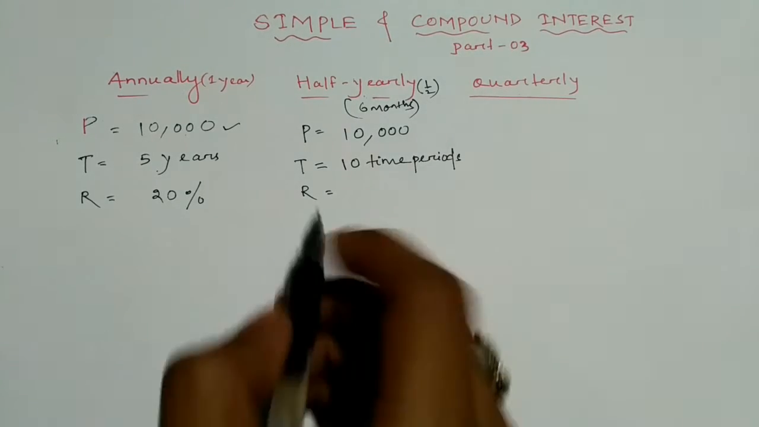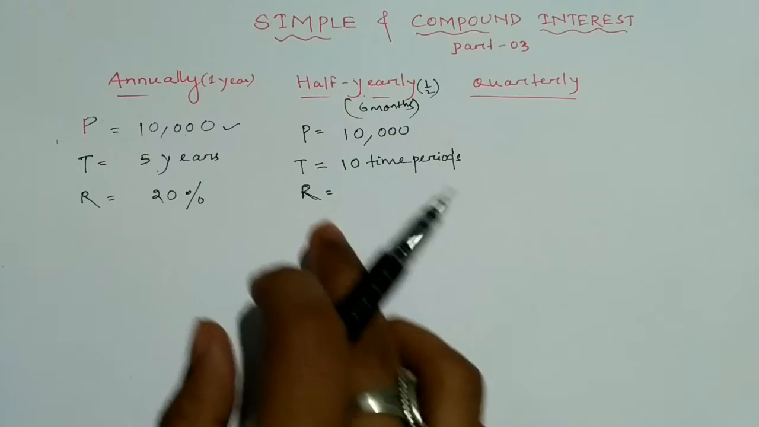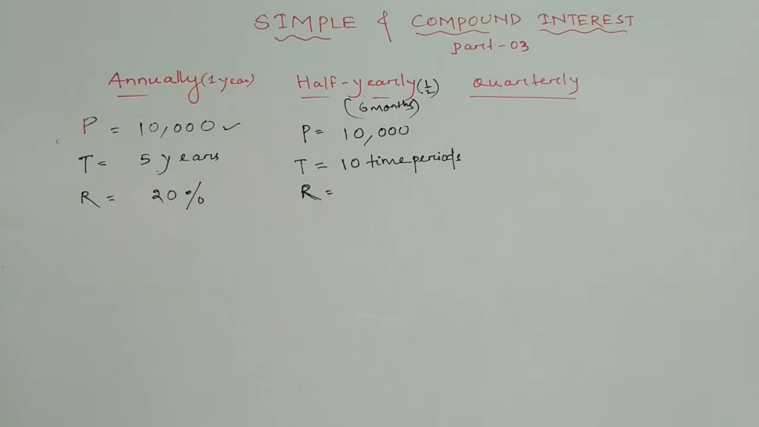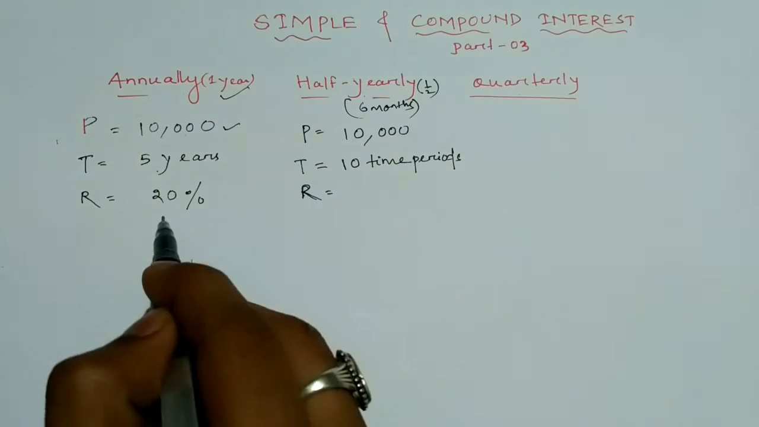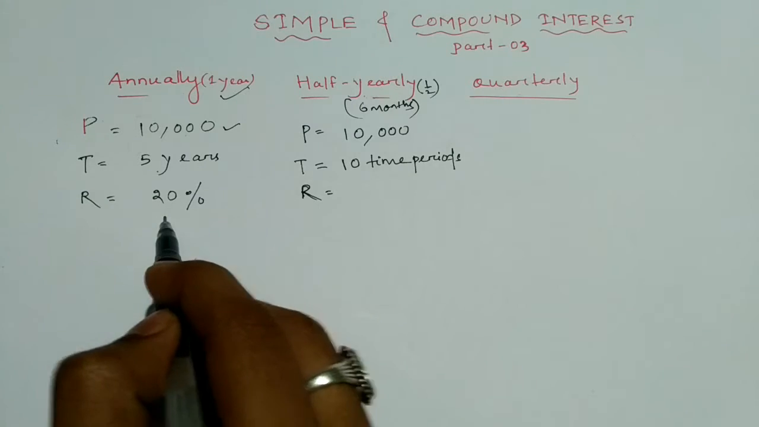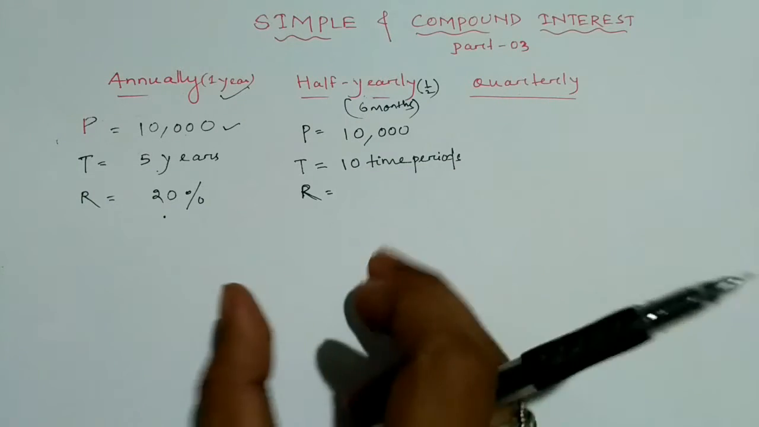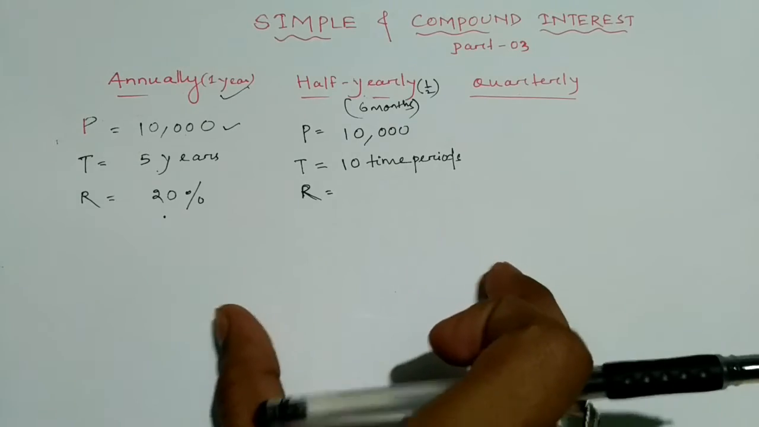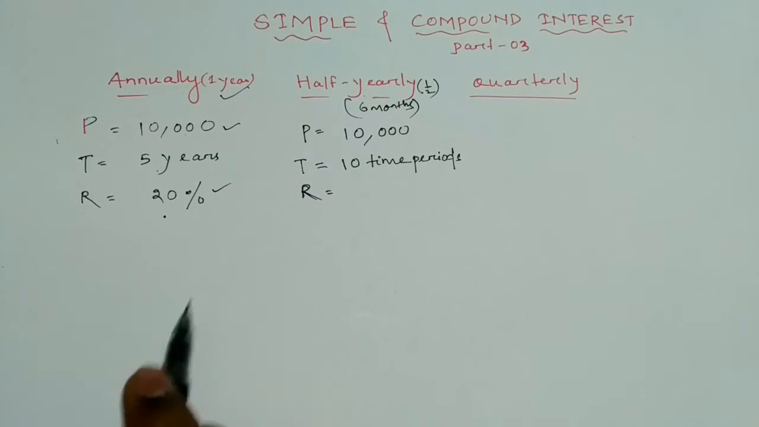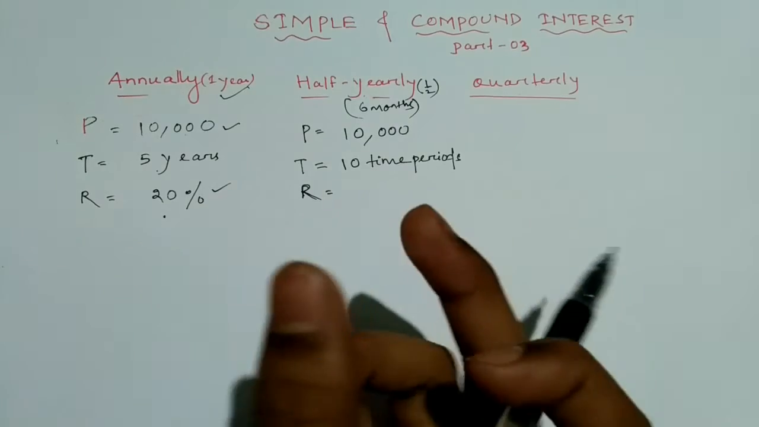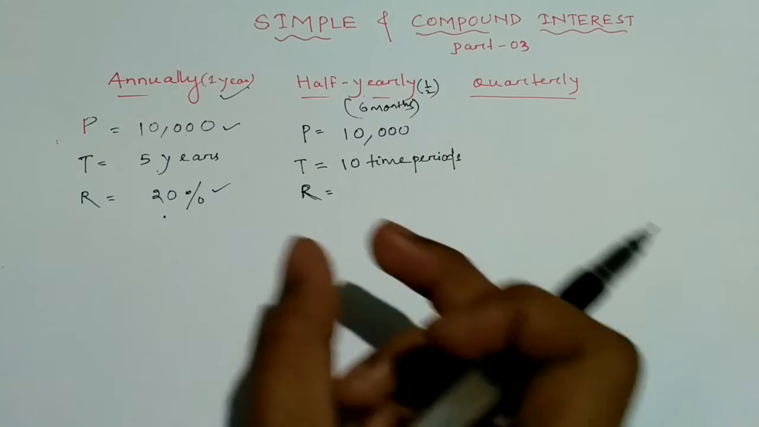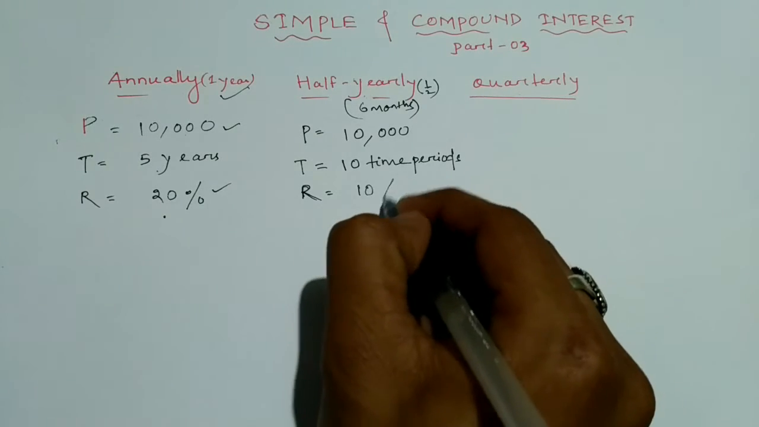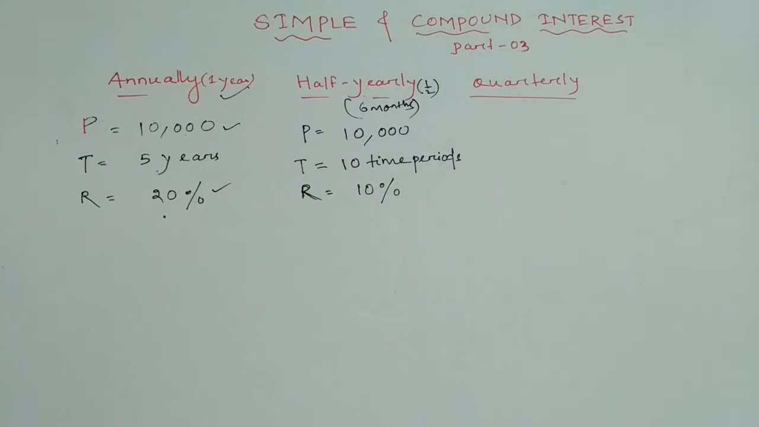And rate of interest will be what? Friends, remember, for 1 year the rate of interest is 20%. Half yearly means for half, the 6 months. So if 1 year gives 20% interest, half year will give me what? 10% interest. Fine.